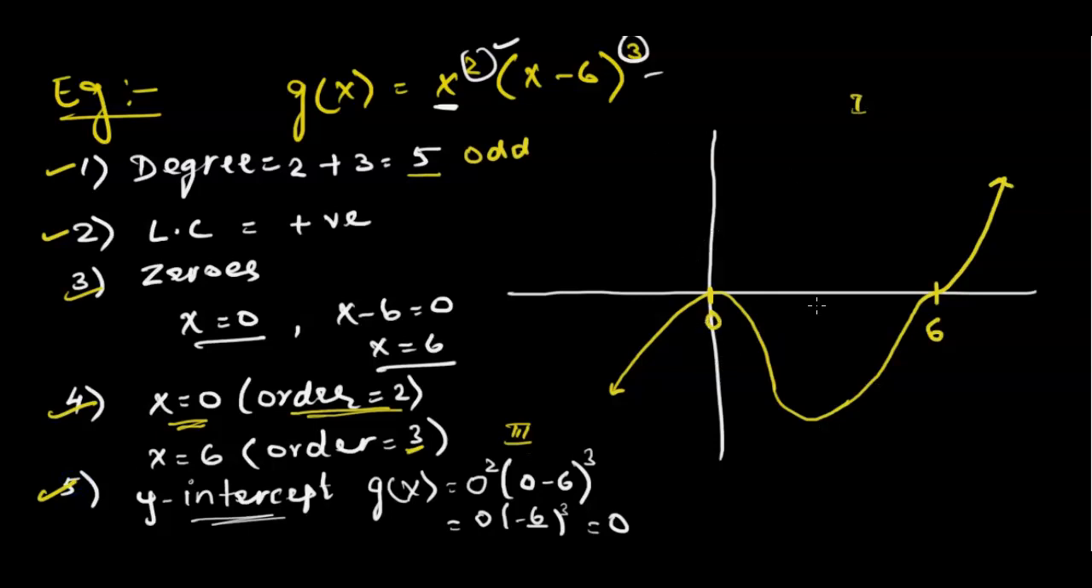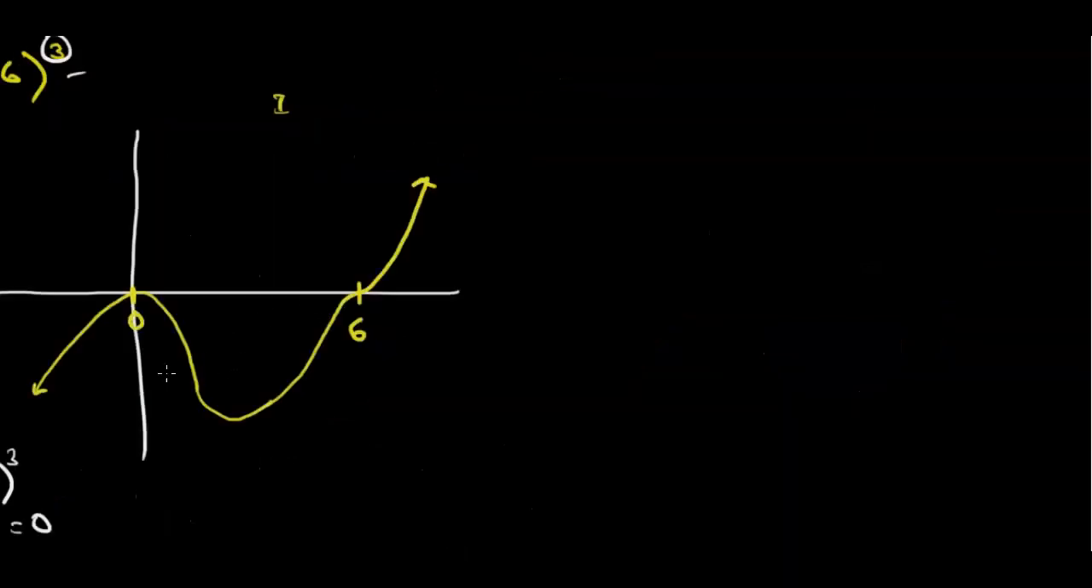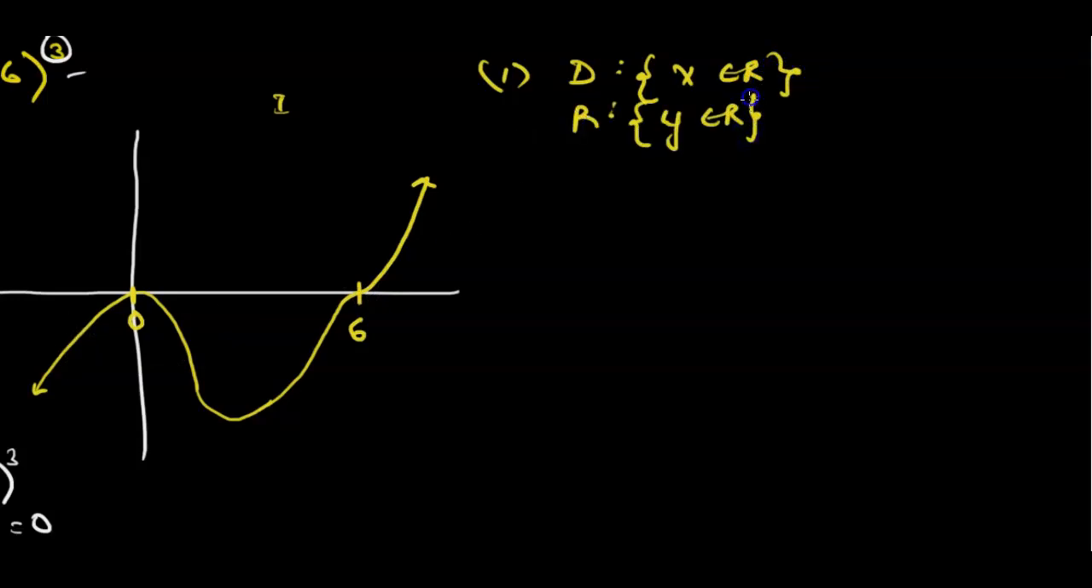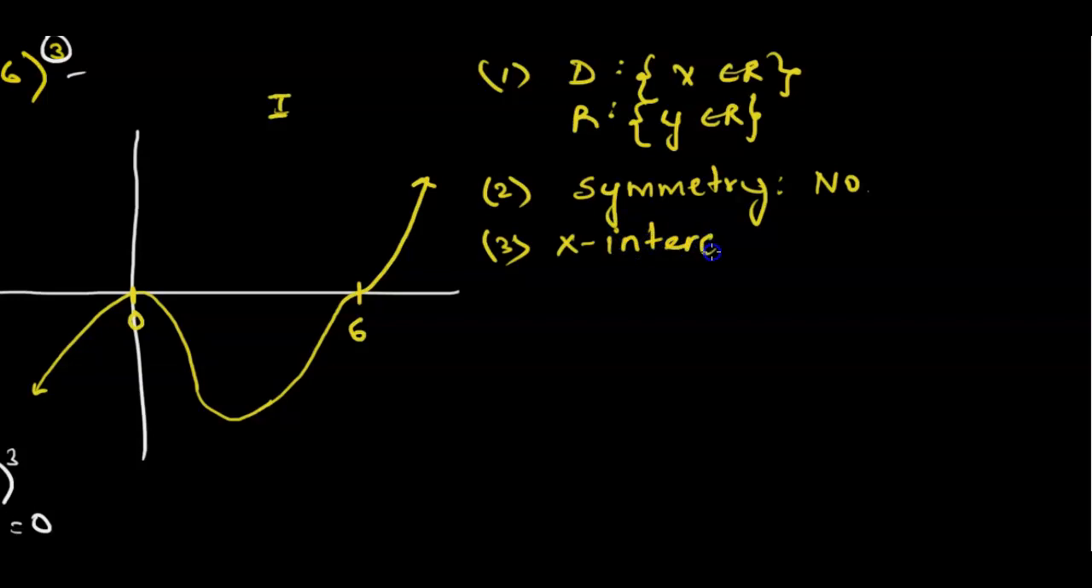Now, if the question had asked us to write down its key characteristics, how do we write those? Once we draw the sketch, then we can use the sketch to write down the key characteristics. The first is domain and range. Domain is x ∈ R. We notice that there is no limit on the x value. Range is y ∈ R. Second is symmetry. This graph has no symmetry because it's neither symmetric about the origin nor about the y-axis. Third is x- and y-intercepts. We know x-intercepts are 0 and 6 and the y-intercept is just 0.